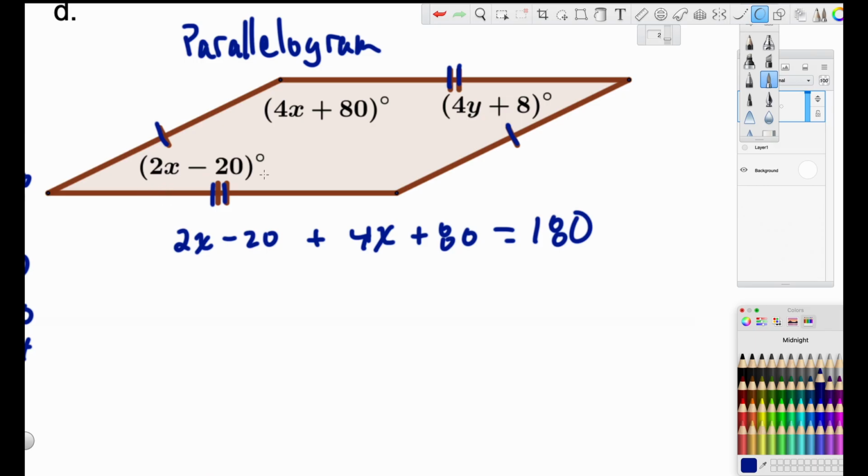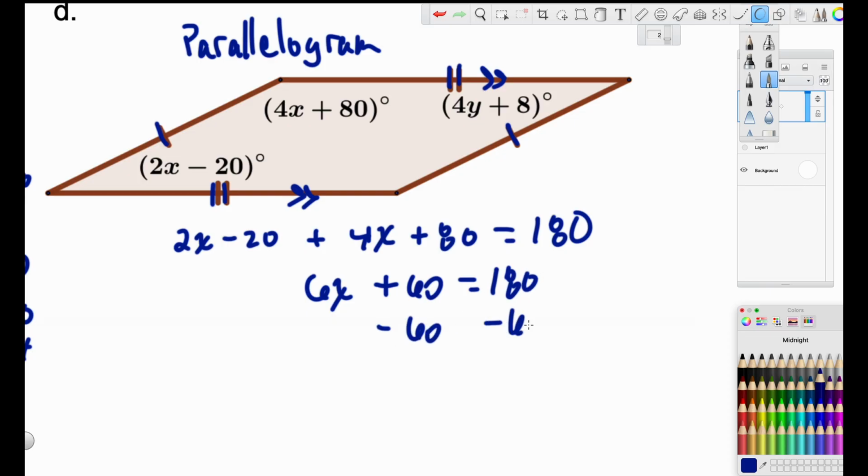So we also know these are going to be parallel, right? We know that these are same side interior angles, right? So I got 6x, 2x plus 4x is 6x, negative 20 plus 80 is 60. Let's subtract 60 from both sides. 120 divided by 6. Okay, x is 20.